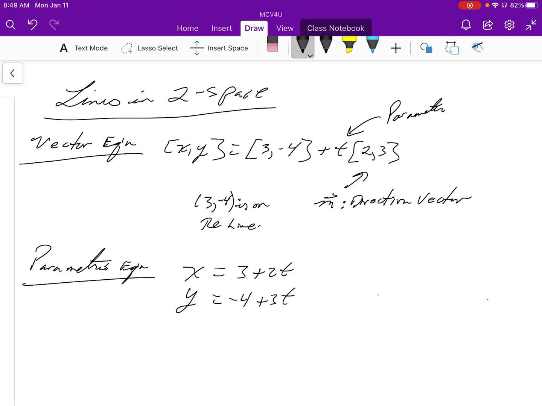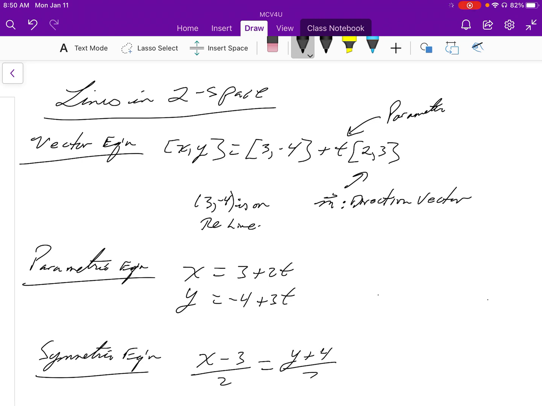And finally, we looked at our symmetric equations. For the symmetric equations, we isolate, solve for t. Since t is the same, we can have them equal each other, the left side and right side. So we have that (x - 3)/2 will be equal to (y + 4)/3. So that's what we have from the last day.